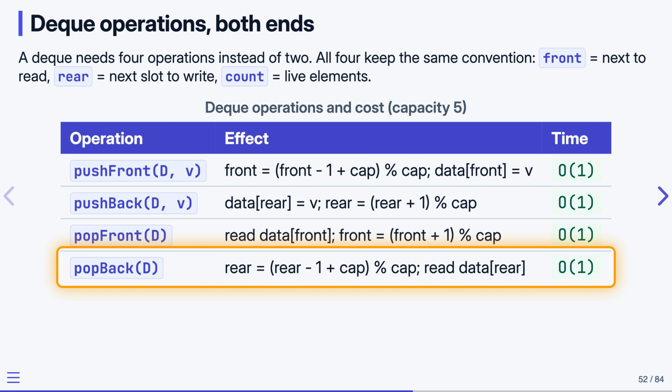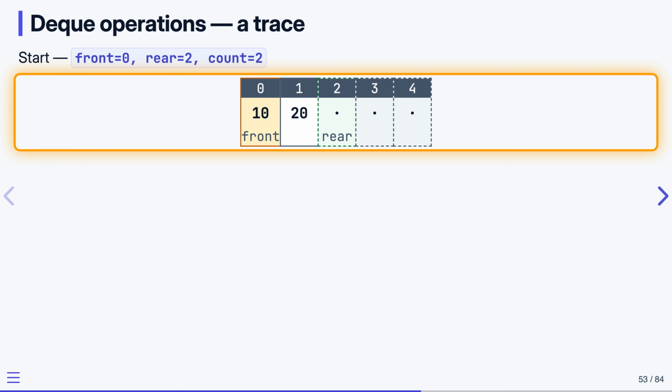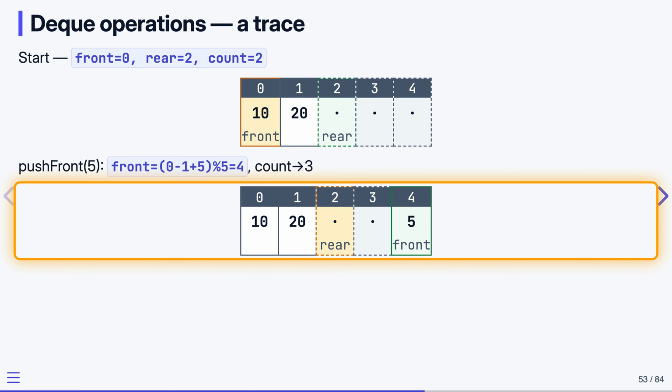Let's watch 2 of them on an array capacity 5. We start with front at 0, rear at 2, count 2. 10 and 20 are live. Push front of 5. Front becomes 0 minus 1 plus 5 mod 5, which is 4. It wraps to the last seat. We write 5 there and count is 3.